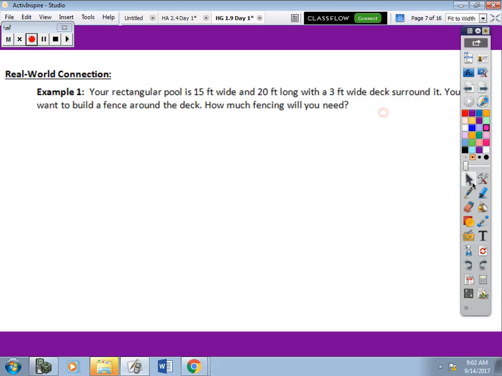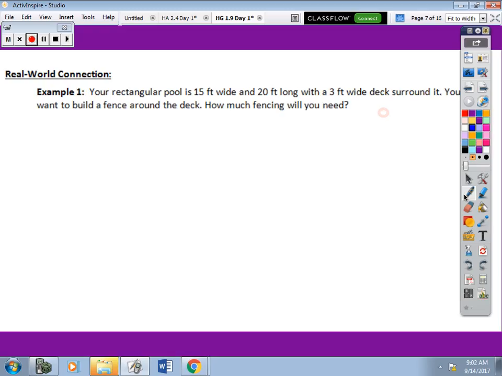All right, so this first one says, your pool is 15 feet wide and 20 feet long, and I should tell you that, oh, it does tell you, it is rectangular, with a 3-foot wide deck around it. You want to build a fence around the deck. How much fencing would you need?